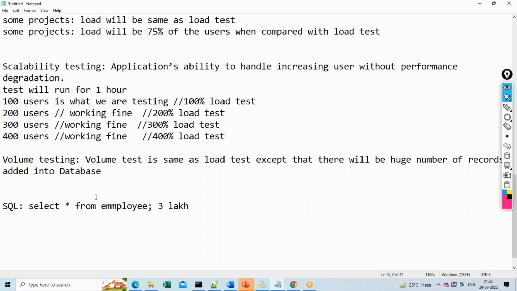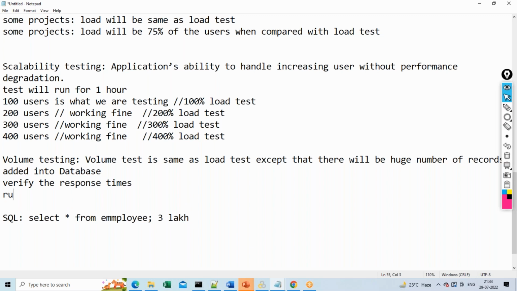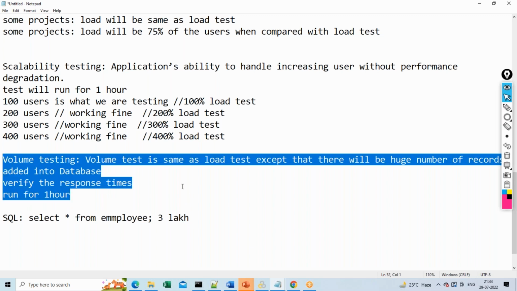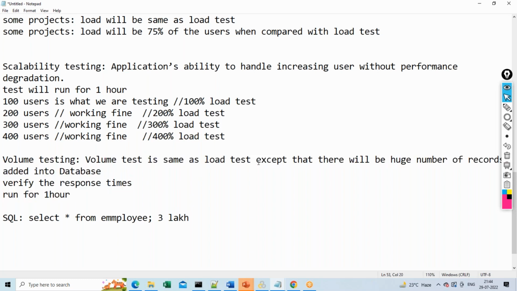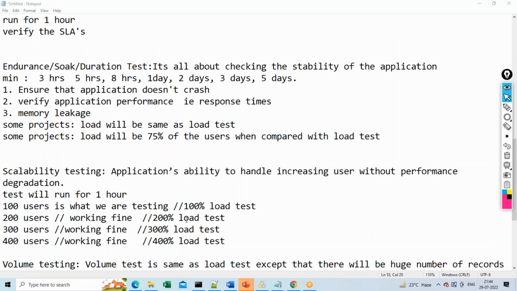That's what it means. So here we will verify the response times only, and the load test will run, and this particular volume test will also run for 1 hour. Everything is same as load test, except that the data will be more in the database. That also we will add, or insert intentionally, with the help of the database administrator. So these are the different types of performance tests we have.